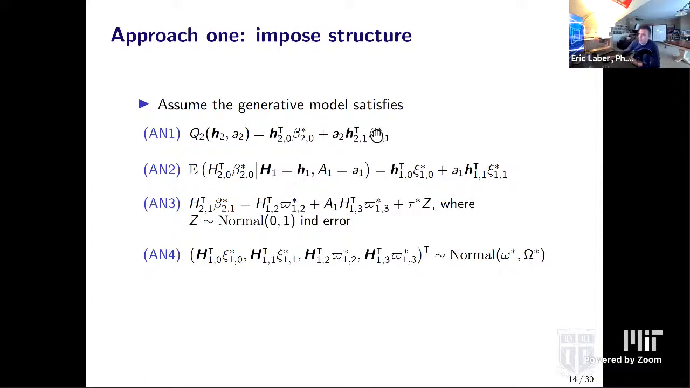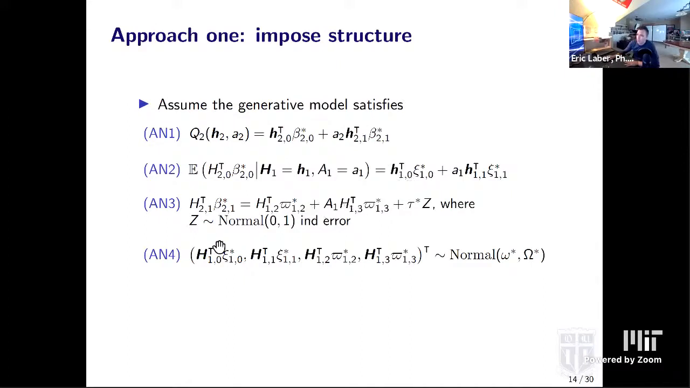And so we're going to make a stronger assumption that this term here, H21 transpose beta star 21, is a linear model in H1, and it has some kind of additive error. Here I assumed it was normal. That's not critical. So say some tau star, that's the standard deviation times the standard normal. And so we have these linear models here. It's not a linear model at the first stage because you're going to take an absolute value, you're going to maximize, but the components are linear.